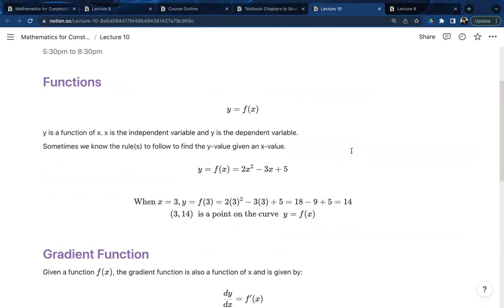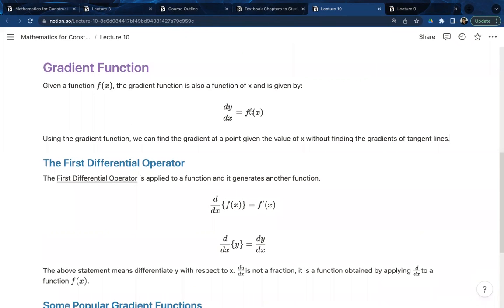The original function, given a value of x, finds the value of y. So we give it a value of x and it tells us what the y value is. The gradient function is different. When you give it an x value, it doesn't tell you what y is. It tells you what the gradient is at that point. That's what we want to find.